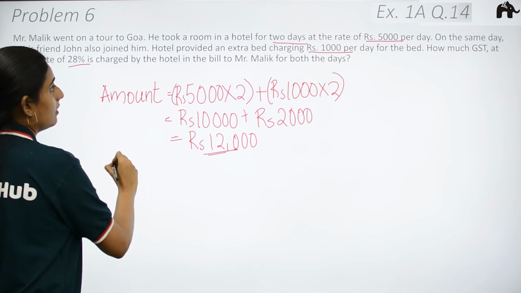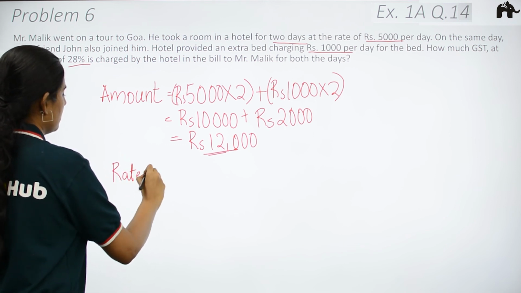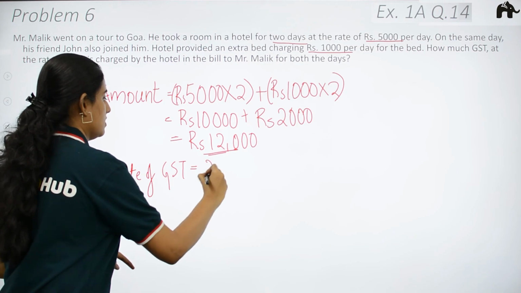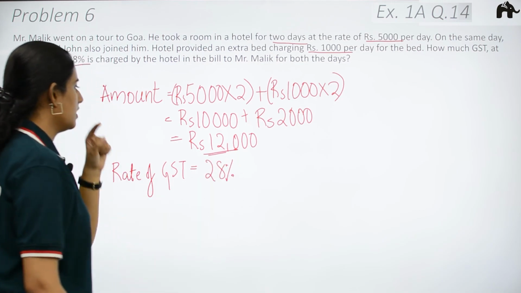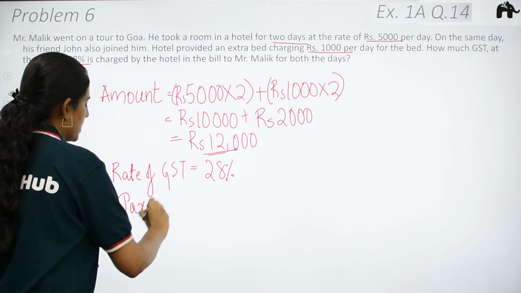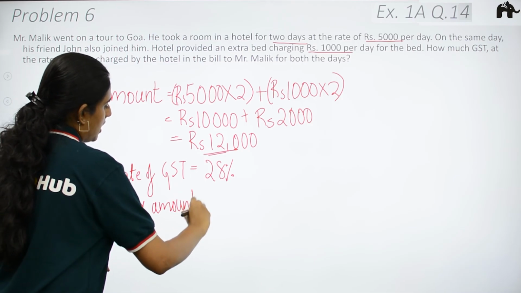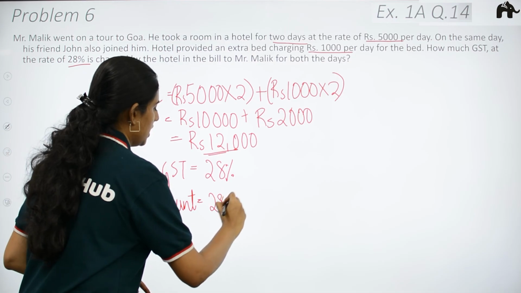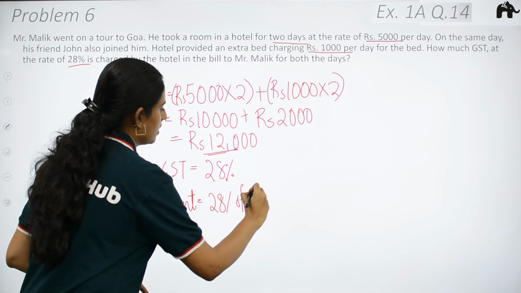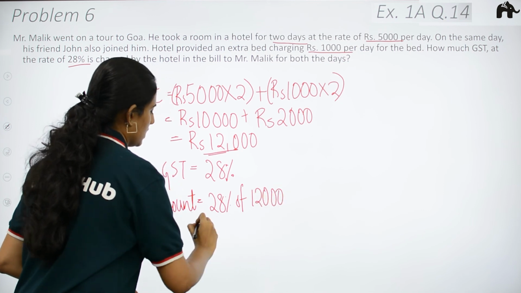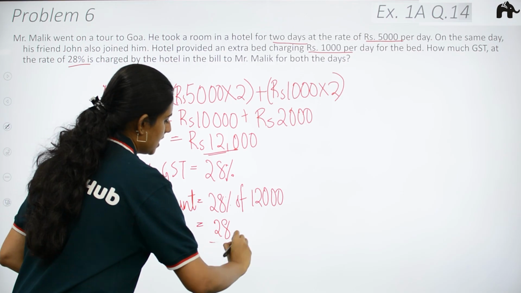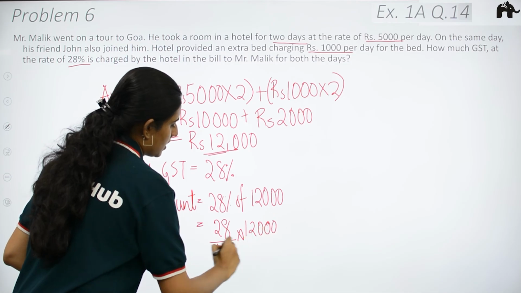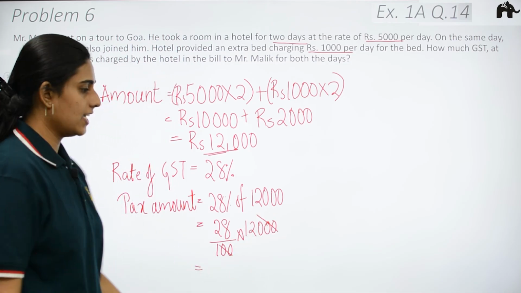Now, here the rate of GST is given, which is 28%. We need to find the tax amount. Tax amount will be equal to 28% of 12,000. Yes, 28% of 12,000. That is equal to 28 divided by 100 into 12,000. Cancelling out zeros. What is the final answer?